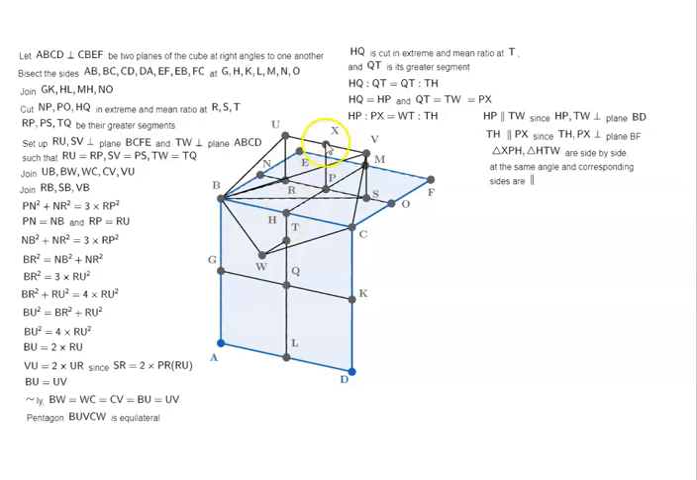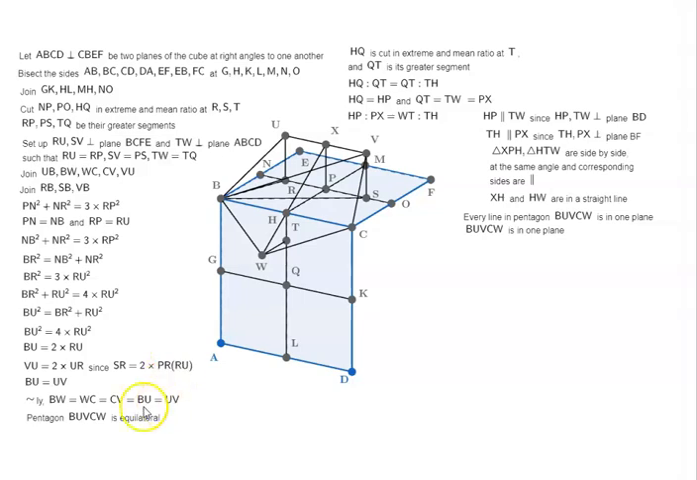So, let's join X and H, and let's join H and W. Here, if you notice, these two triangles XPH and HTW are side by side at the same angle, and corresponding sides are parallel. So that means XH and HW are in a straight line. So every line in pentagon BUVCW is in one plane. So that means the BUVCW pentagon is in one plane.